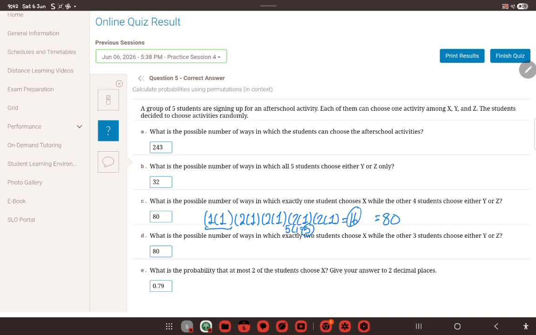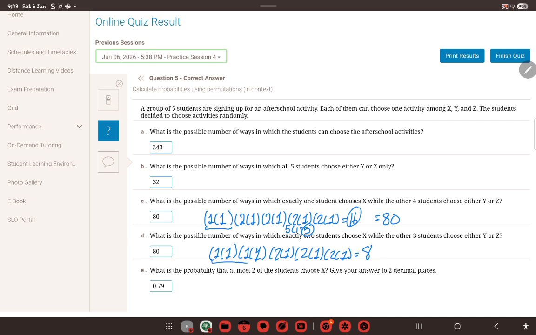What is the possible number of ways in which exactly 2 students choose X while the other 3 students choose either Y or Z? So we have 1C1, 1C1, 2C1, 2C1, 2C1. So 2C1 to the power of 3 is equal to 8.